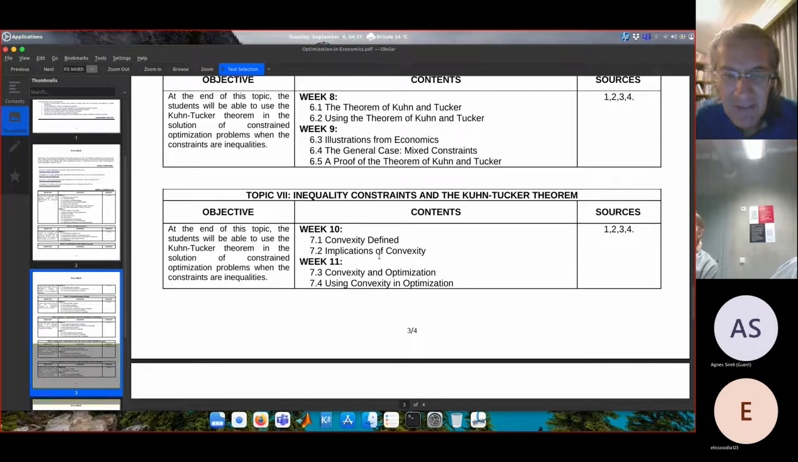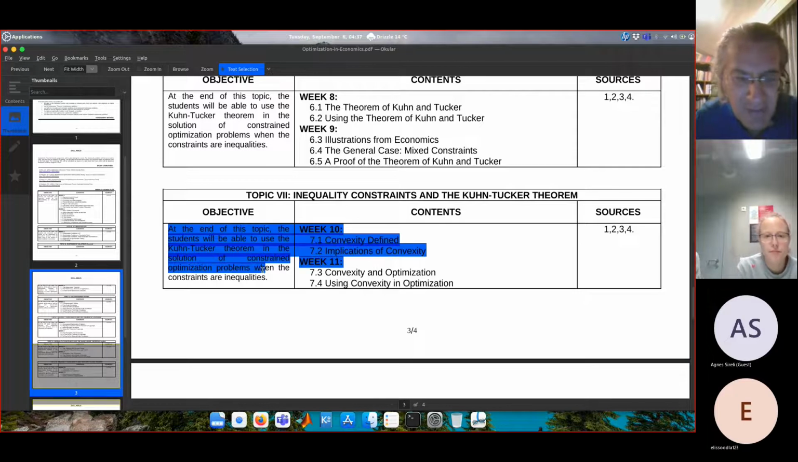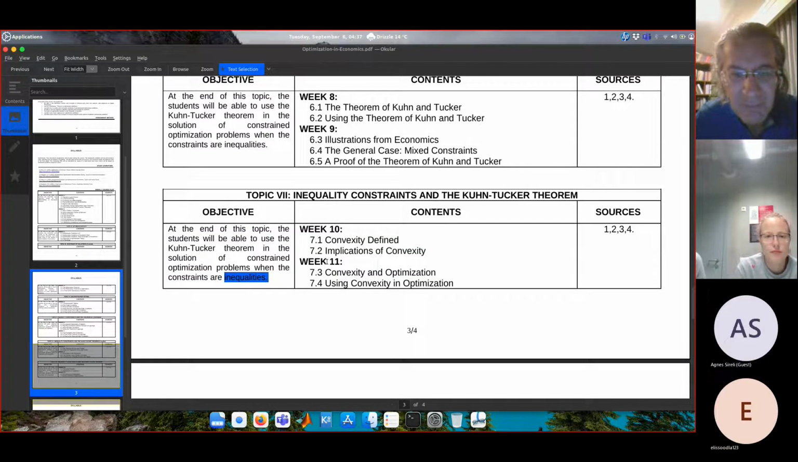Topic number 8 is inequality constraints and the Kuhn-Tucker theorem again, but using some other tools, some convexity tools. At the end of this topic, the students will be able to use the Kuhn-Tucker theorem. Okay, maybe I just copied it. So here we're going to cover, I'm sorry, this is wrong. My fault. What we're going to do is cover optimization problems using convexity conditions.